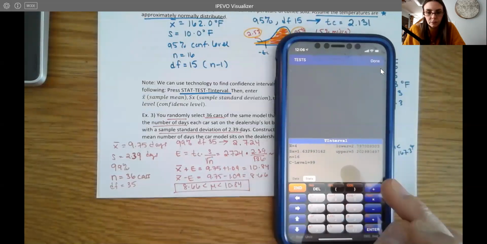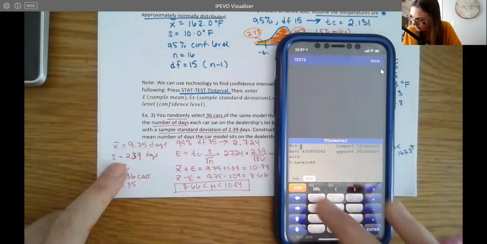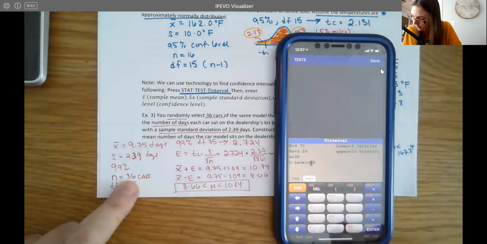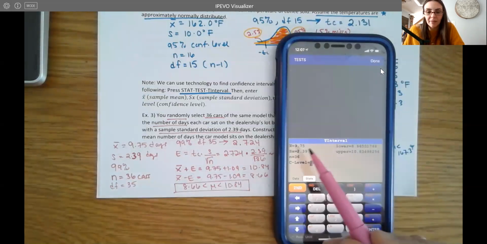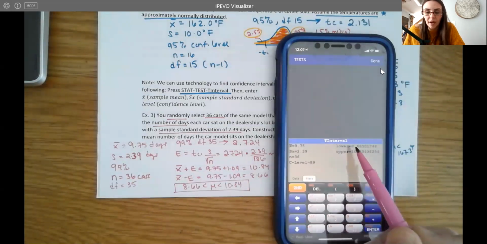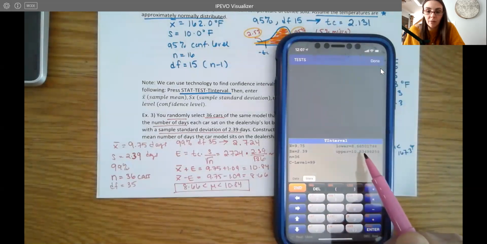Oh, I changed my values by accident. Hang on, let me fix this. 9.75, 2.39. I was playing around with it, now everything got changed. Okay, and now I can see once I have my values back in, and the stats feature is selected, then my lower bound is 8.66, and my upper bound is 10.834.